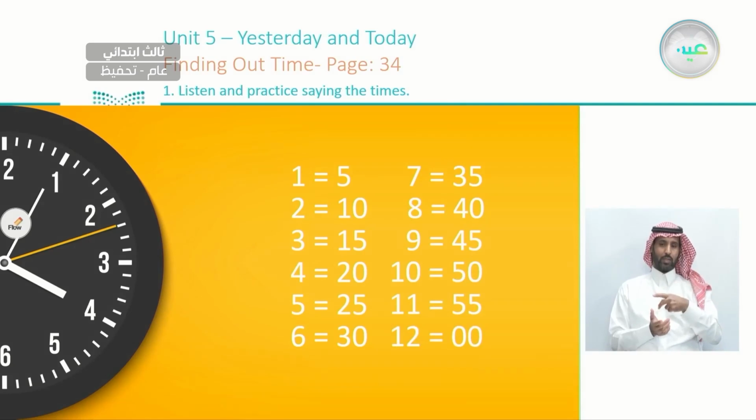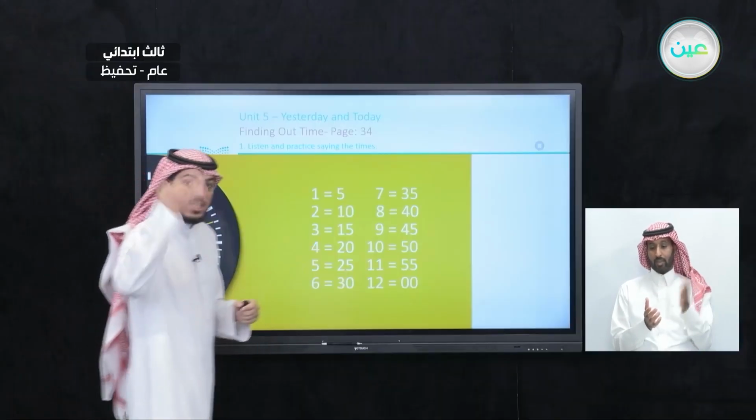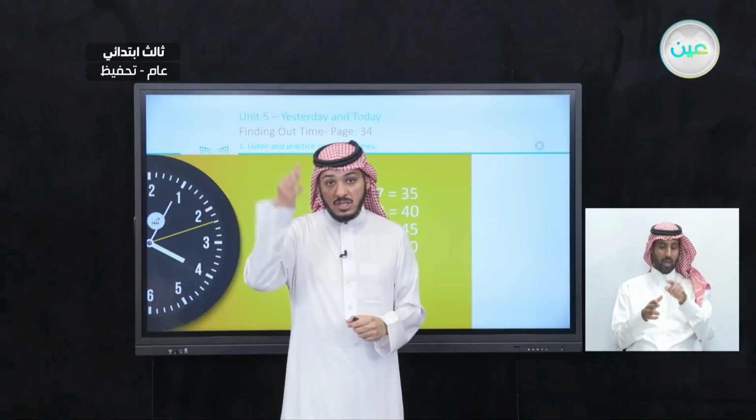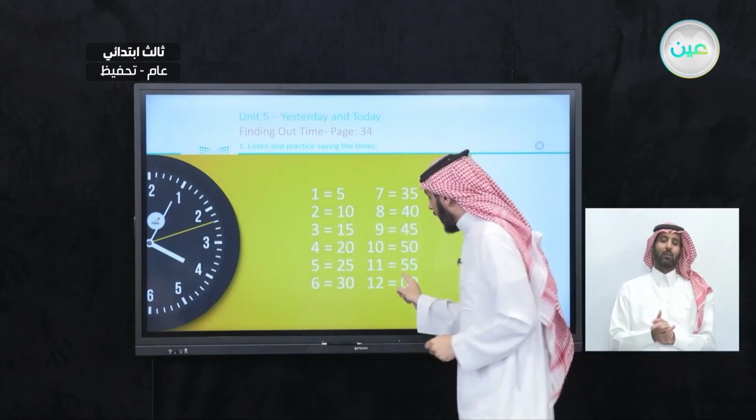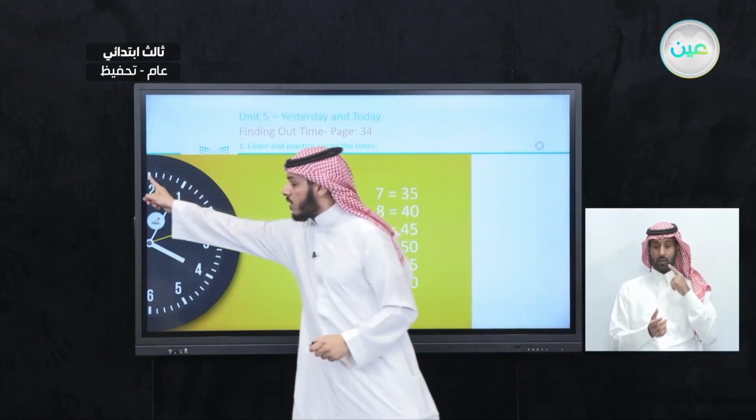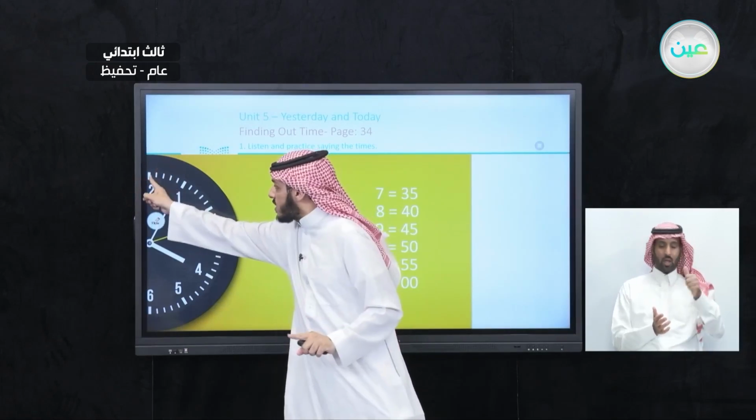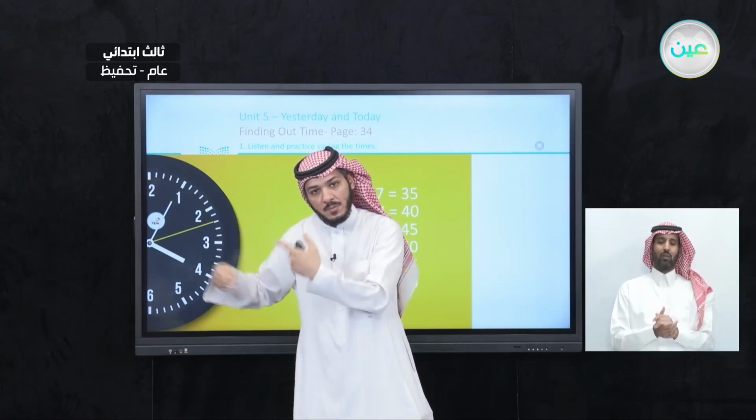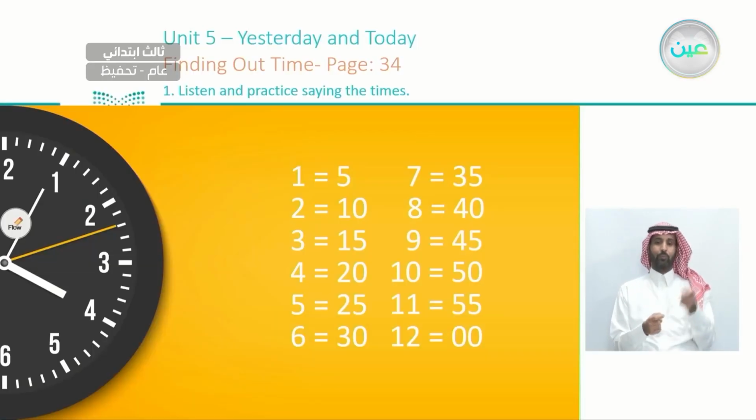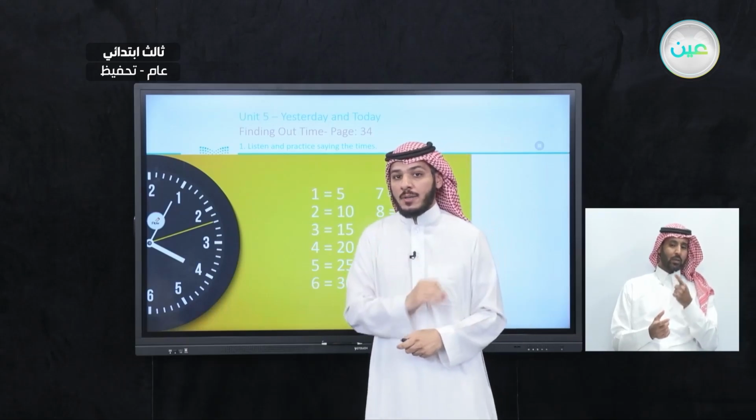So we have 0. Number 12 is the beginning, the start of the time. So this is 12, this is 0, not 60, 0. So we have 0, 1, 2, 3 again. Okay, so 12 here means what? 0. And sometimes we call it o'clock.